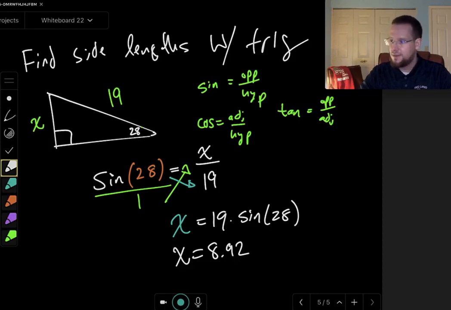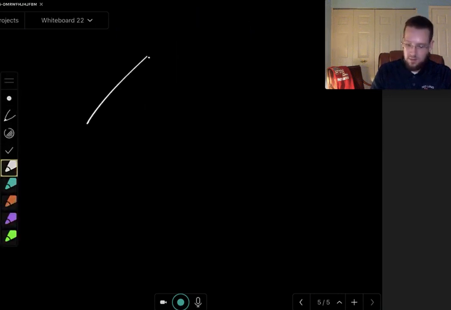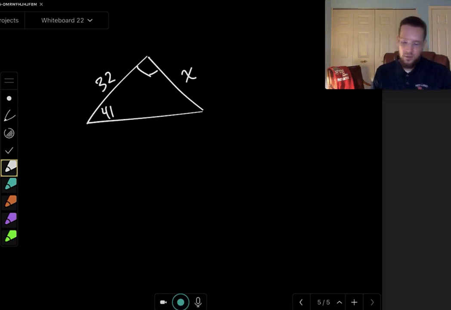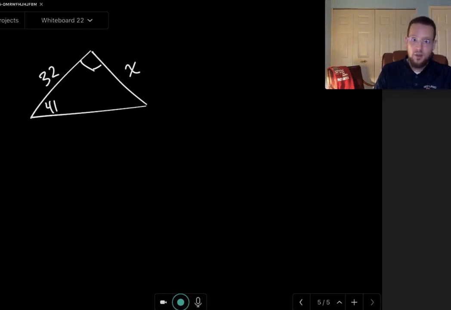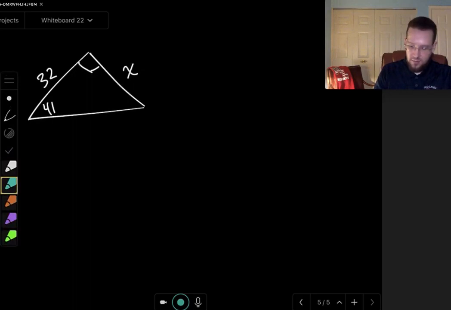Okay, let's see another one. How about something like this, where this is our right triangle. Let's say this side is 32. This angle in here is 41, and then this side over here we don't know. So just a quick reminder, here is the rundown of our possible functions. Sine of theta is opposite over hypotenuse.